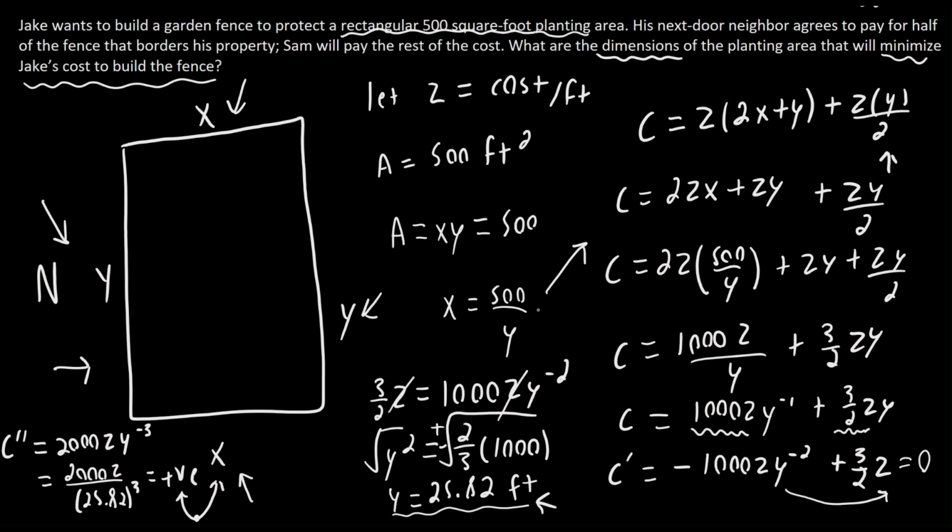Now that we confirm that, we could find x using this equation. And we're going to get 500 divided by 25.82 equals 19.36 feet. And again, let's confirm that when you multiply x and y, it'll equal 500. So area equals x times y. So 19.36 times 25.82. And we're going to get 500. So now that we confirmed our answer, our final answer will be x equals 19.36 and y equals 25.82 feet to minimize the cost.